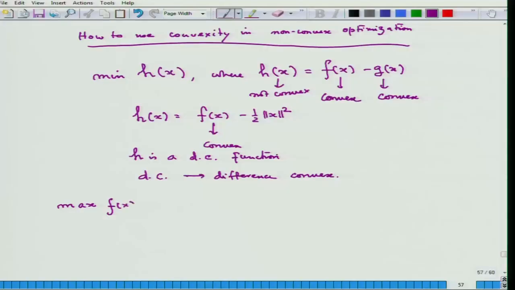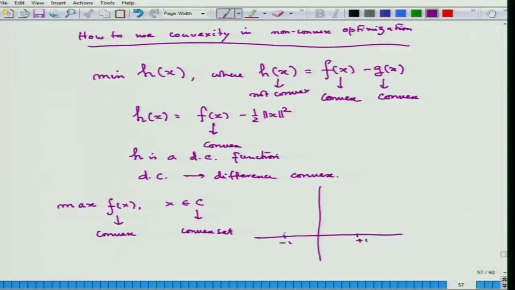So, take the max of f(x) over x an element of C. Here I am not talking about minimization, but about maximization. This is a convex function, and this is a convex set. Look at a problem like this, on the interval from minus 1 to plus 1. It is a continuous convex function. But you see, if C is the interval minus 1 to plus 1, minus 1 is a local maximum, while plus 1 is where the global maximum is attained. So a local maximum is not a global maximum.